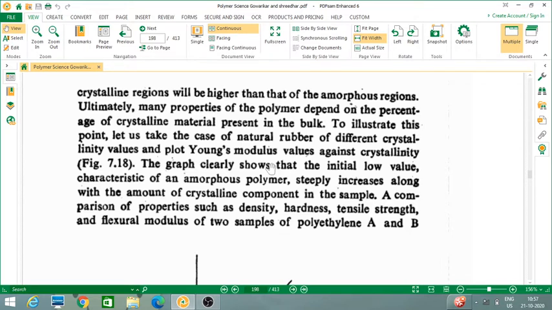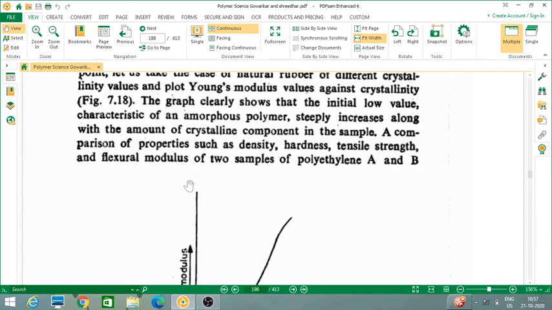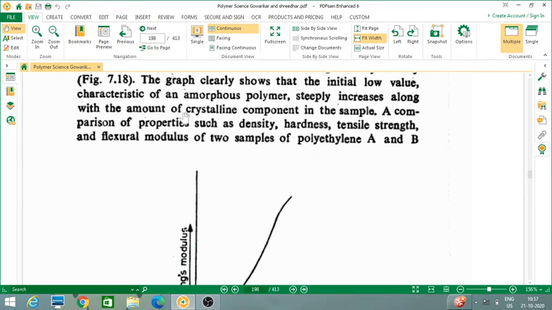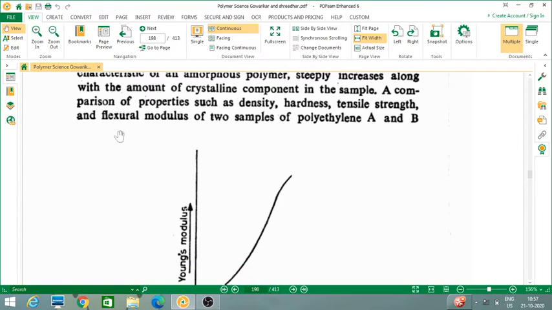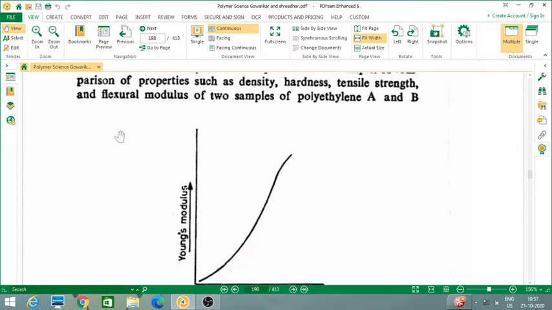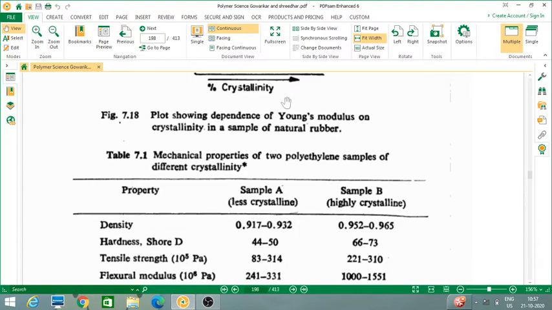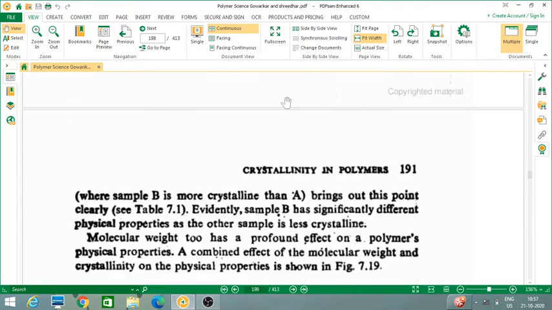Okay. So the graph clearly shows that the initially low value, characteristic of an amorphous polymer, steeply increases along with the amount of crystalline component in the sample. A comparison of the properties such as density, hardness, tensile strength, and flexural modulus of two samples of polyethylene A and B, where sample B is more crystalline than A, brings out this point clearly.